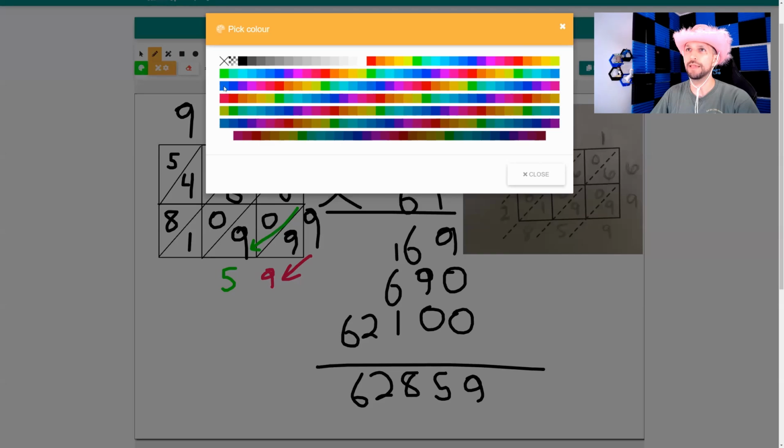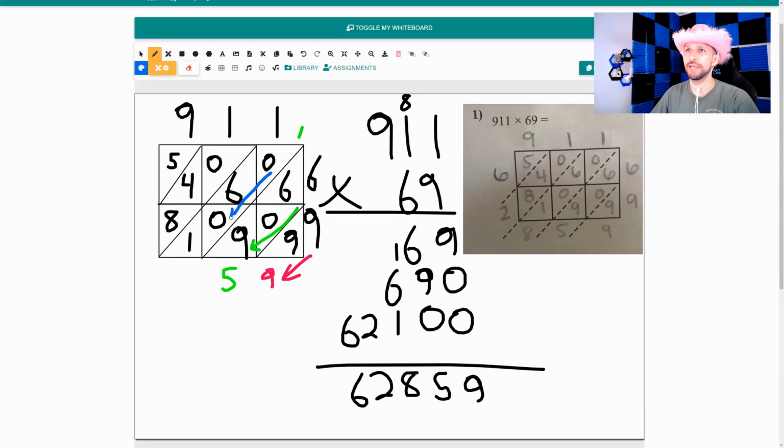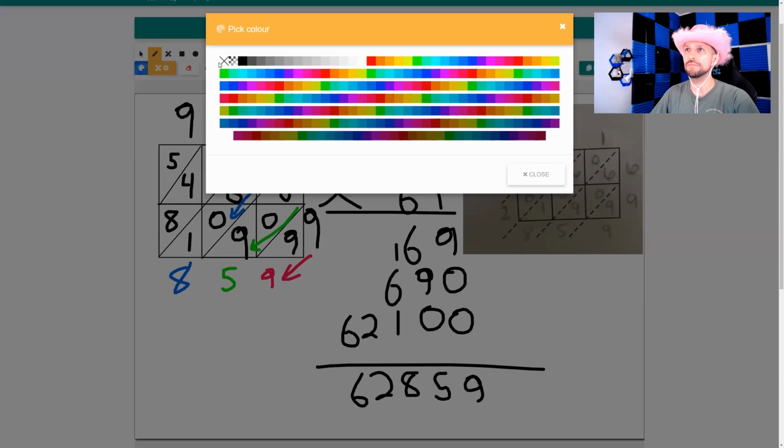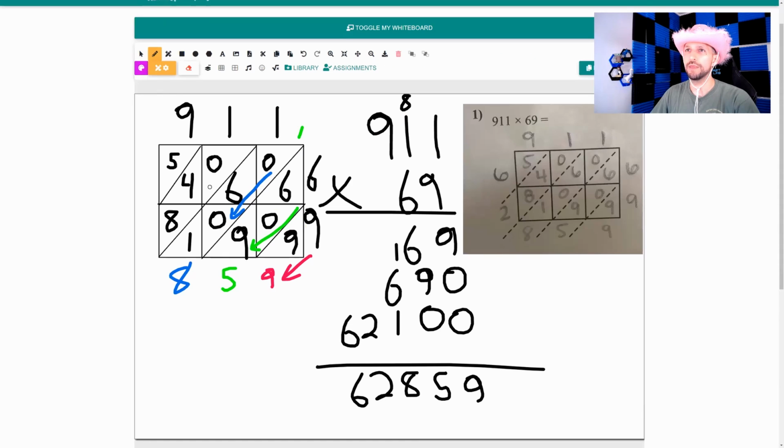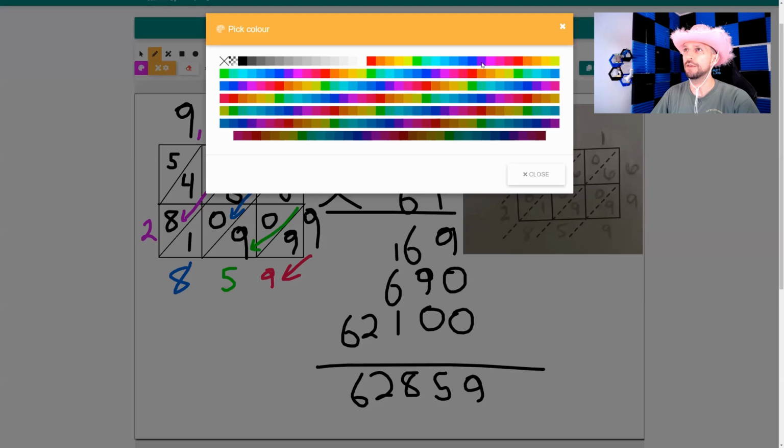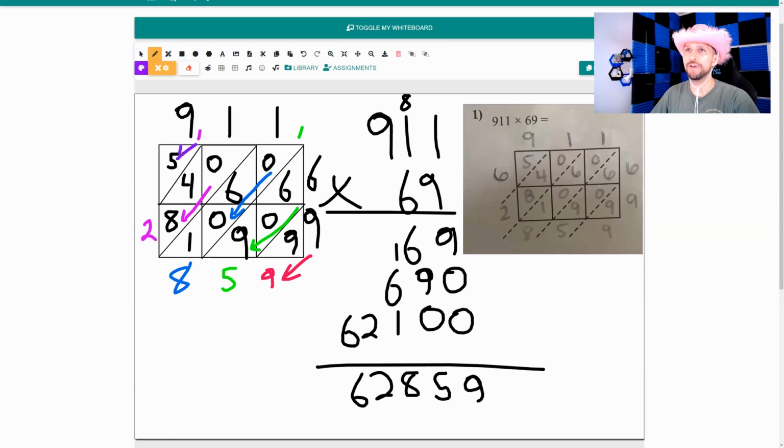Let me add a new color. So we're going down this diagonal. 1, 6, and 1 is 8. Then, can't forget pink. 0 and 4 is 12. So 2 and a 1. And then finally, purple. 1 and 5 is 6. So 6, 2, 8, 5, 9.